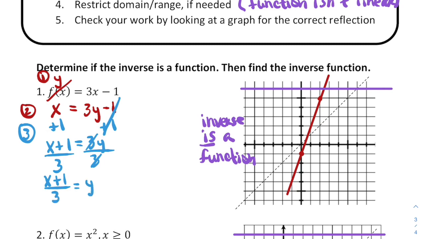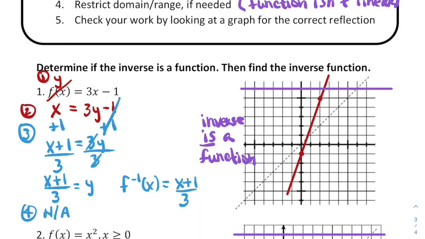All right, so we have solved. Number 4, restricting the domain and range. Well, we do have a linear function, so number 4 is not applicable. All right, we can take that function and go ahead and rewrite it in function notation if we want to, that inverse function. So we would say f inverse of x is equal to x plus 1 over 3.